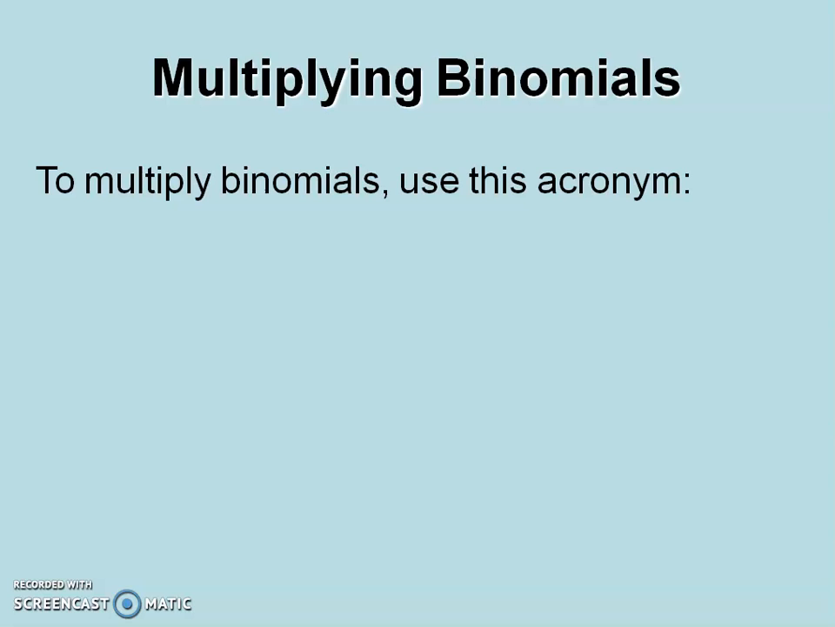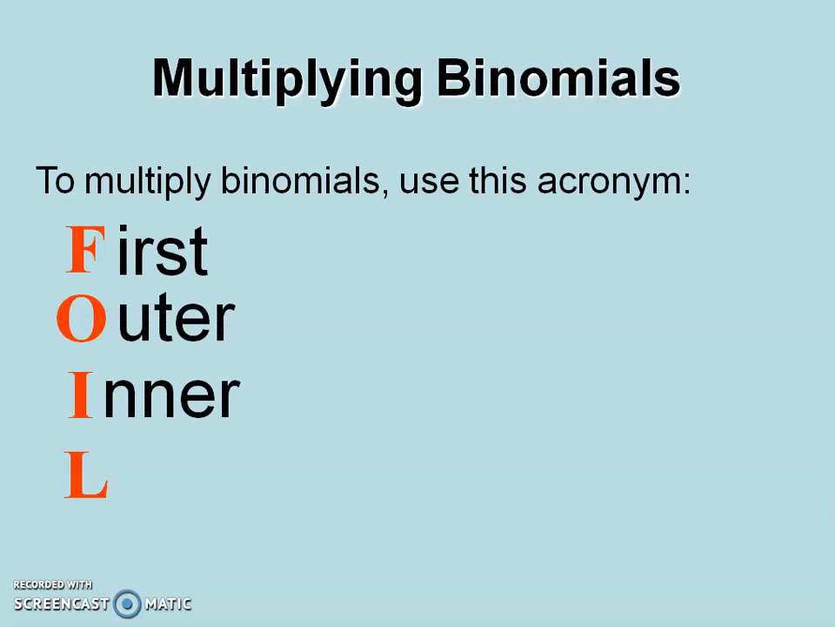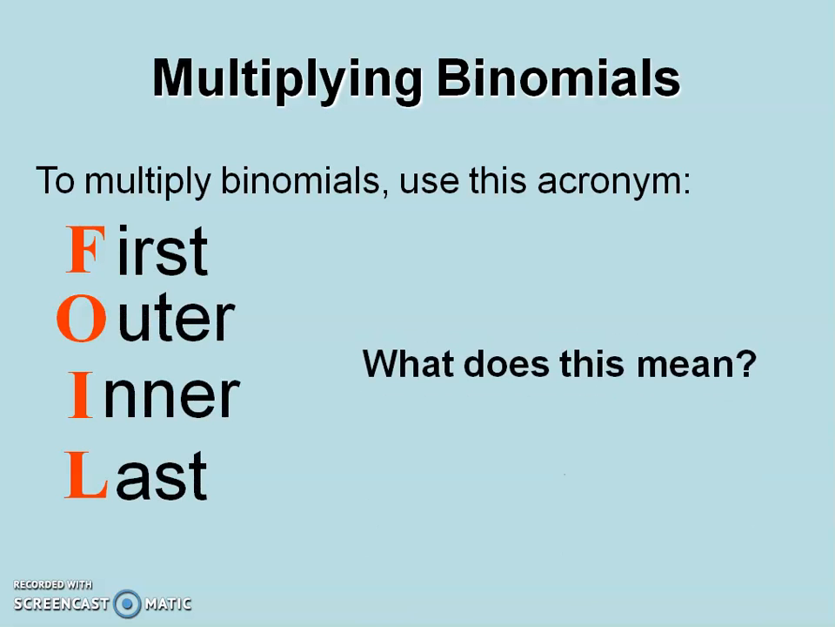And finally, multiplying two binomials. Probably you're familiar with this acronym. It's probably the way you were taught this. FOIL stands for first, outer, inner, and last. So what does that mean? What does that look like?